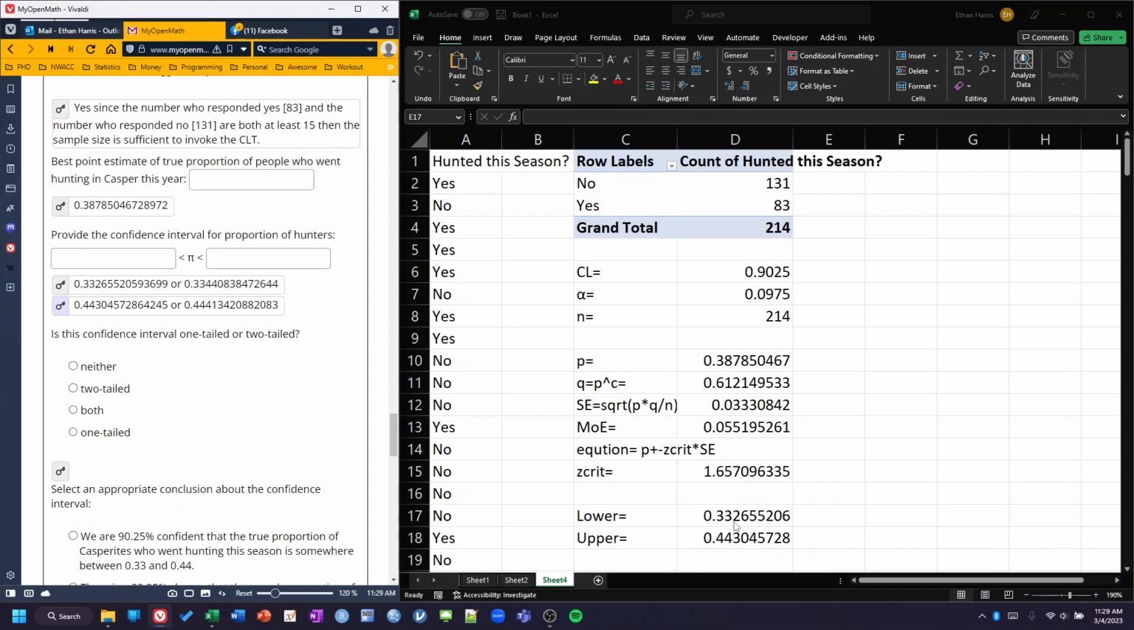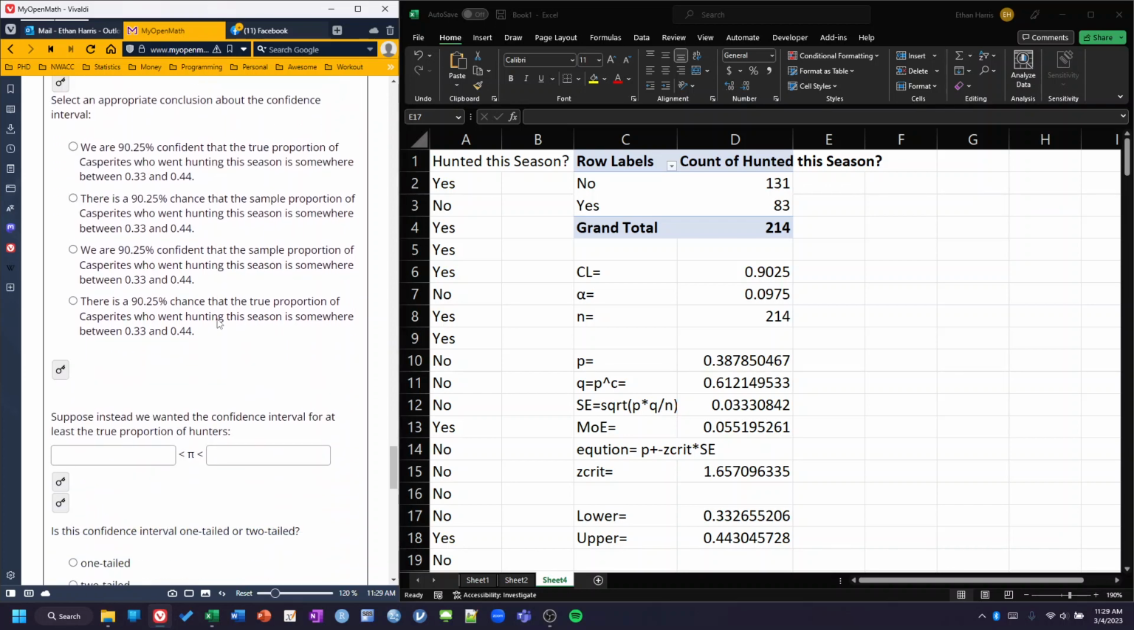0.332655, 0.332655, we're good there. And for the bottom one, for the upper value, 0.44304, 0.44304 checks out. So because we are having both an upper and a lower cutoff, this is a two-tailed problem. So let's go ahead and select our conclusion.